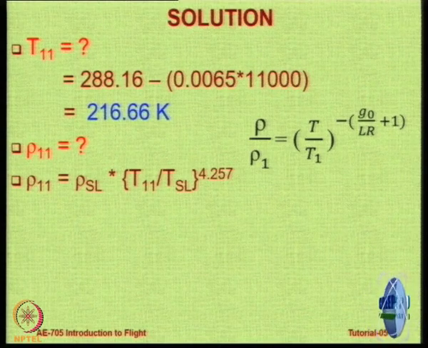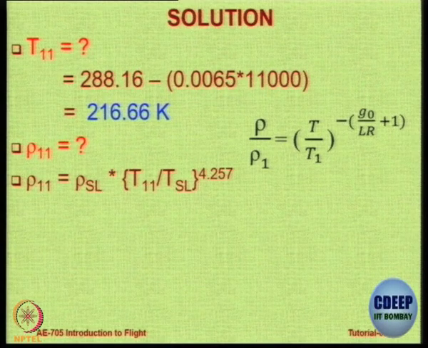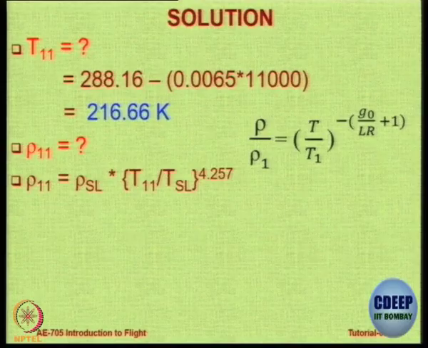Density ratio up to 11 kilometers. Chances are that when you do aeronautical engineering, you will not go beyond 11 kilometers. When you do aerospace engineering, you will go beyond 11, but for most cases you will be within 11. Within 11 it is very simple, temperature ratio to the power 4.257. So please do it now.